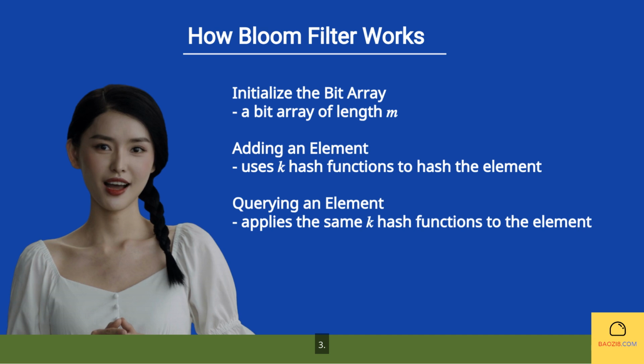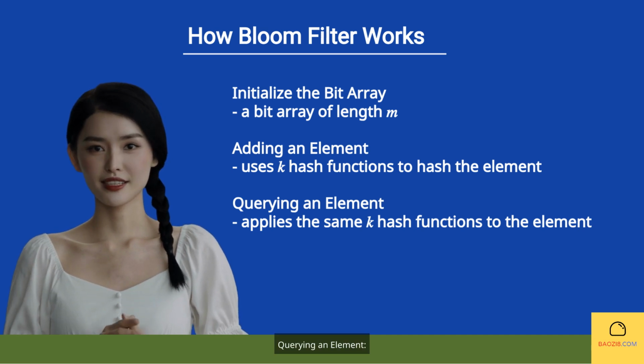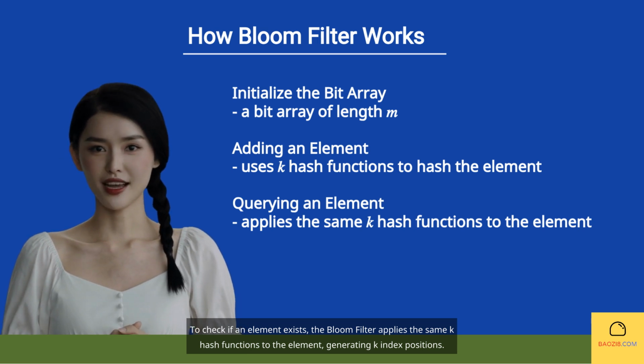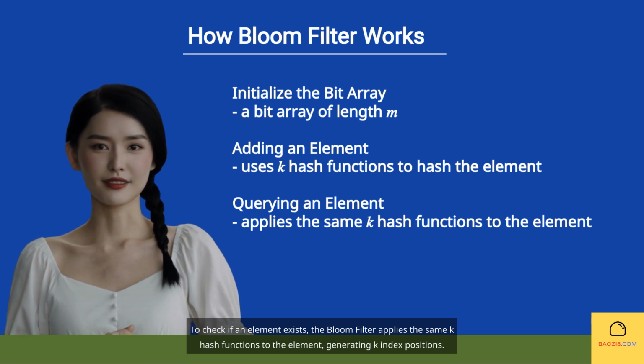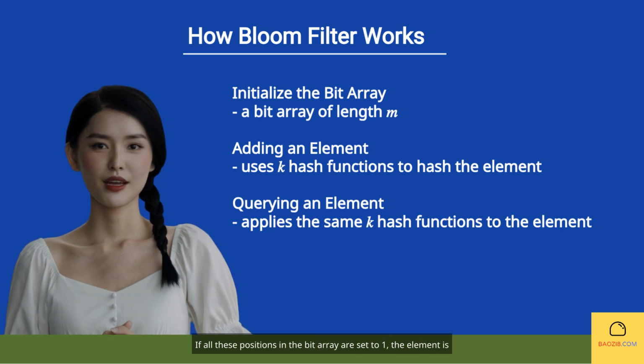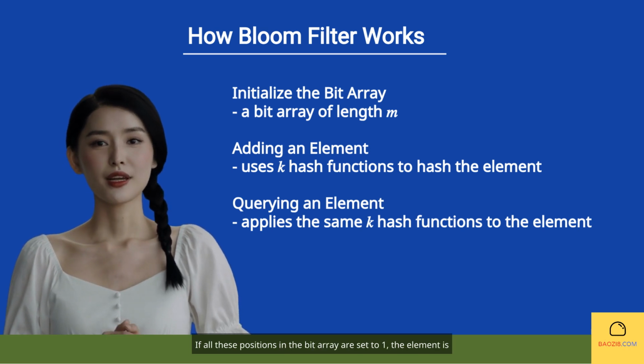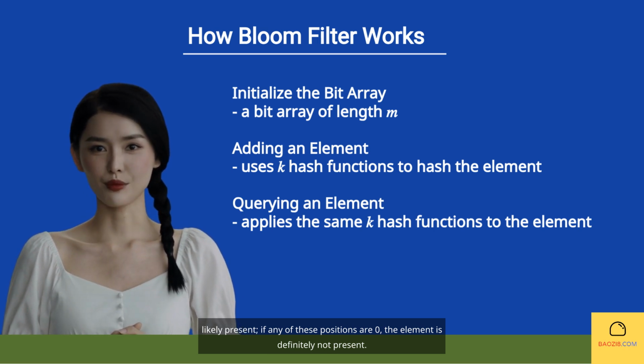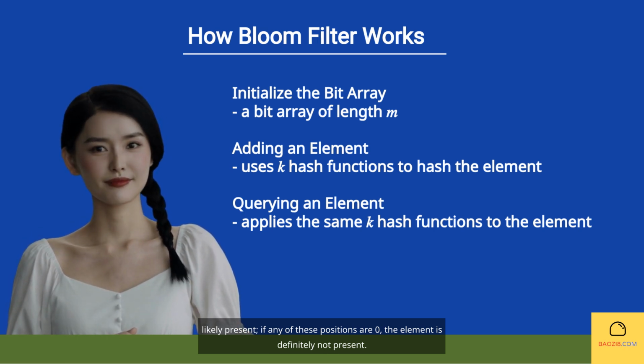3. Querying an element. To check if an element exists, the Bloom filter applies the same k hash functions to the element, generating k index positions. If all these positions in the bit array are set to 1, the element is likely present. If any of these positions are 0, the element is definitely not present.